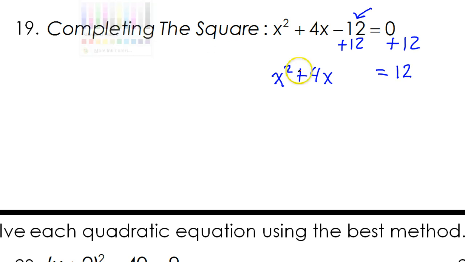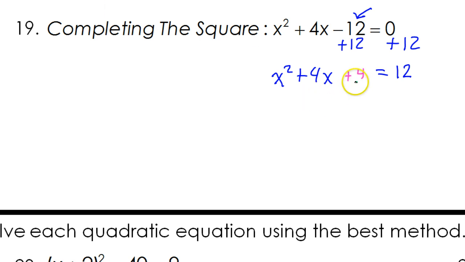Okay, so what is half of 4? Half of 4 is 2, and then 2 squared is 4. Okay, so half the middle squared, that's what I always say.